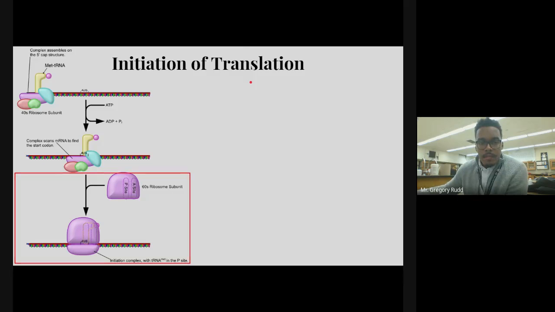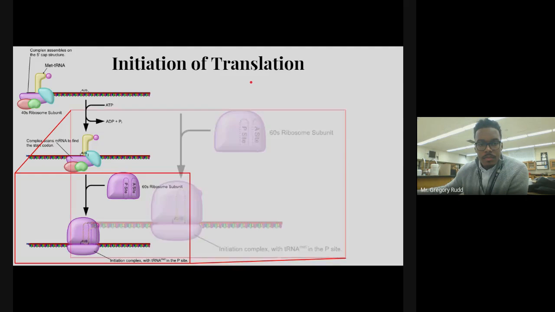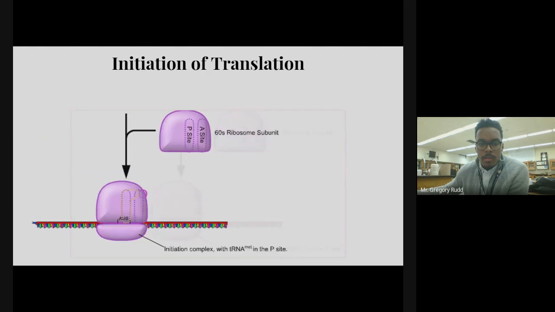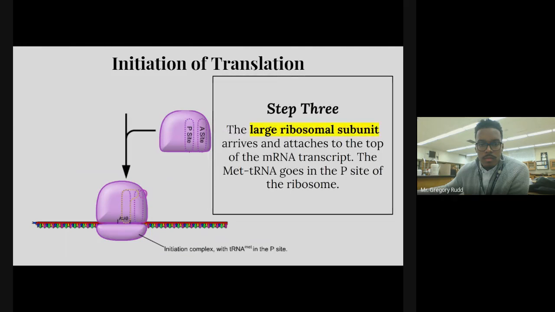And the last step here of translation, now we can see that the larger ribosomal subunit is going to come and attach to that smaller subunit. Now we're going to actually begin this next step called elongation, which is when the mRNA is going to move through the ribosome. So really the last part of initiation is just this attachment of the large ribosomal subunit.